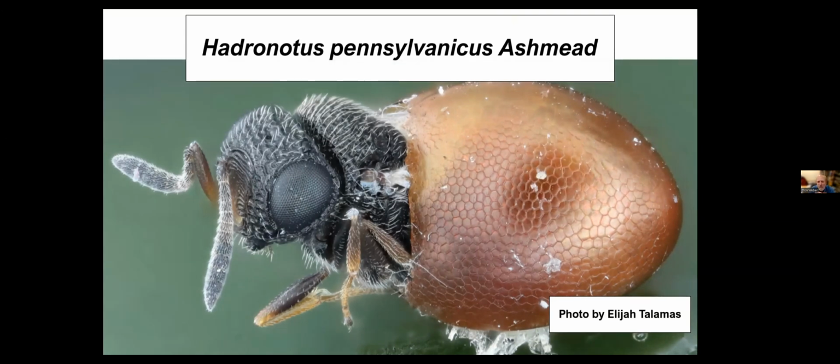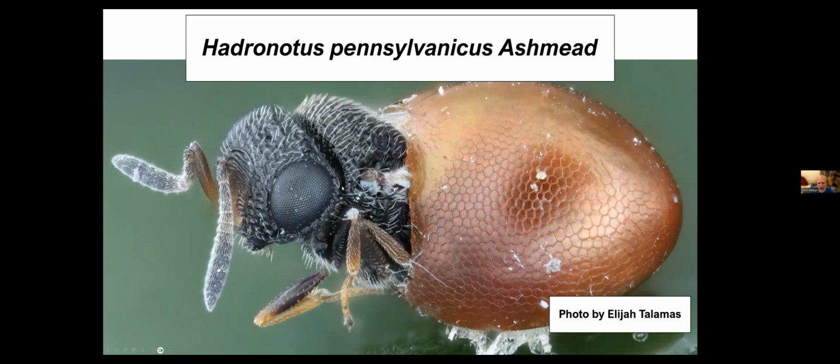And some of the research that I'm going to show is mainly that of my postdoc, Sean Boyle. And this photo is from Elijah Talamas, who used to be down at the Smithsonian as a postdoc with Matt Buffington of the Systematic Entomology Lab, and is now with the state of Florida.